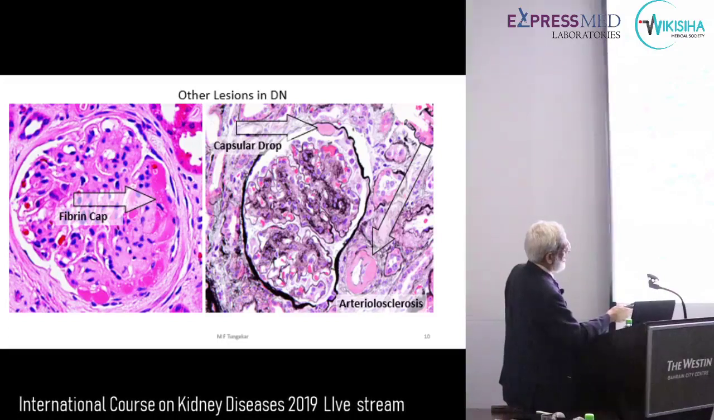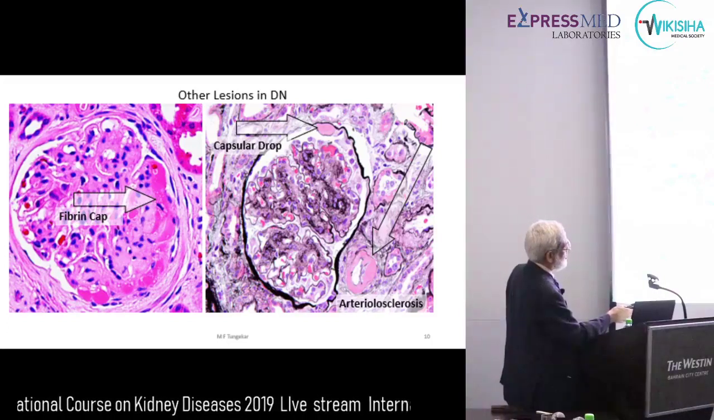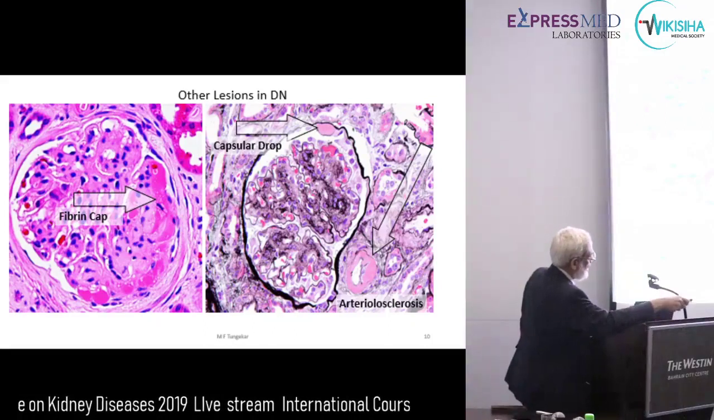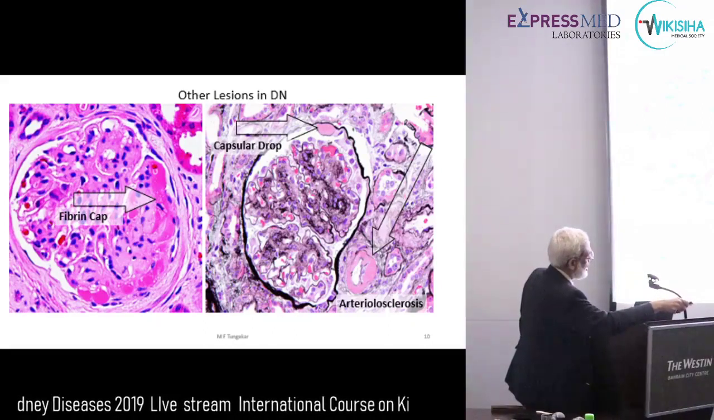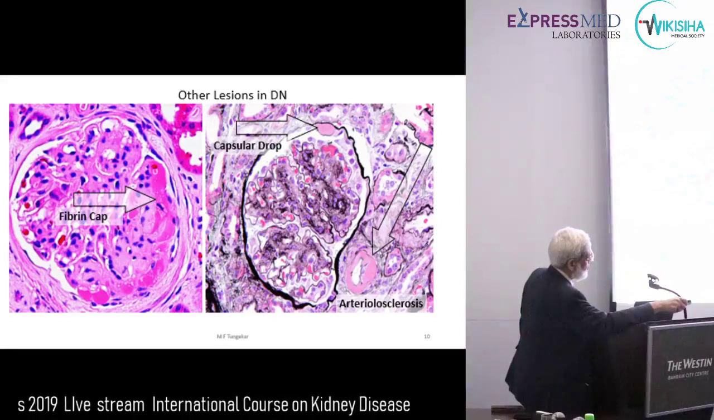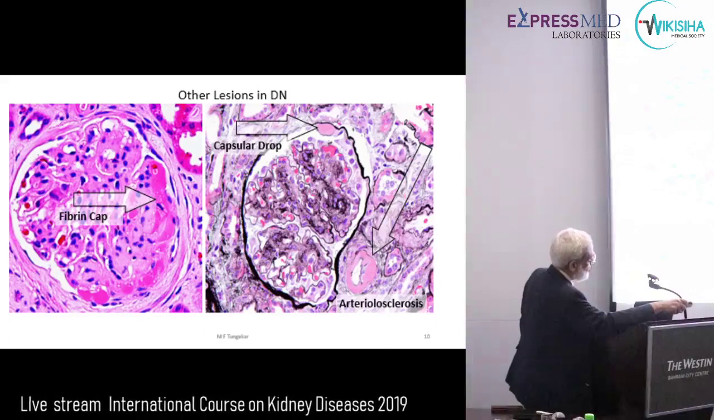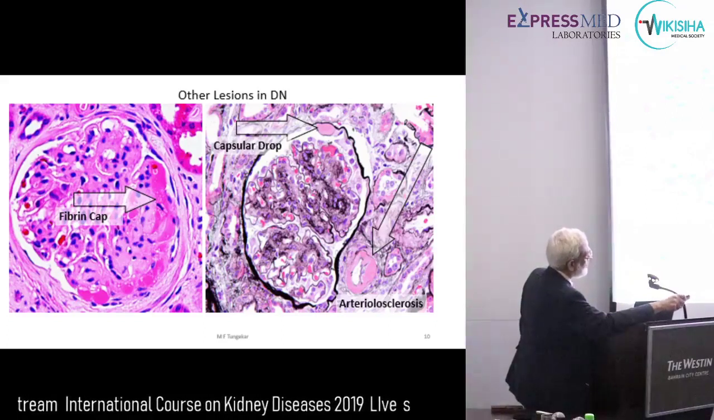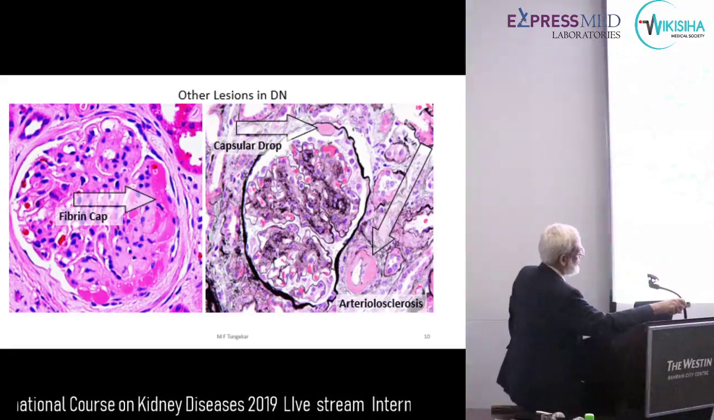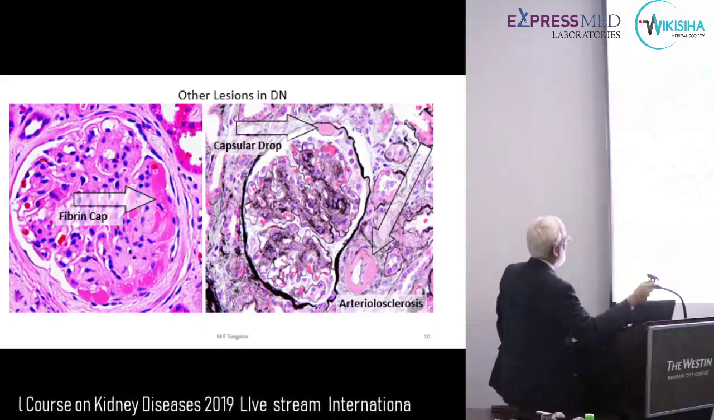More or less specific for diabetes, but rarely can be seen in other pathologies as well. And that's the hyaline arteriolosclerosis. Both afferent and efferent arterioles are not always seen in the same section. But because this patient had capsular drop and this, we can safely say this is diabetic arteriolosclerosis.